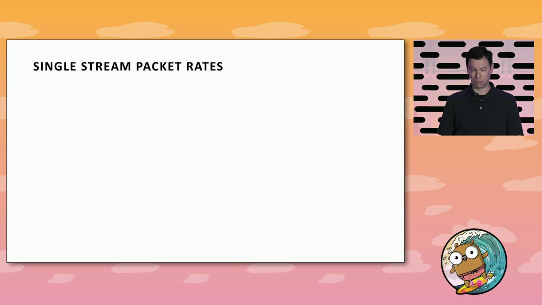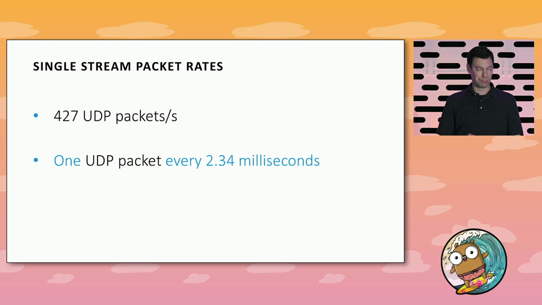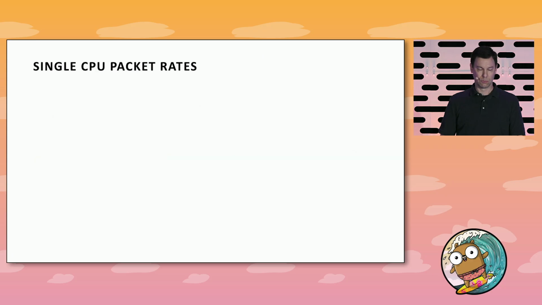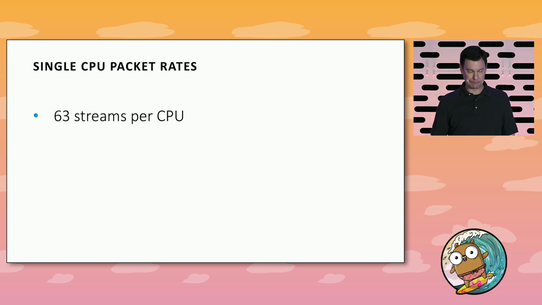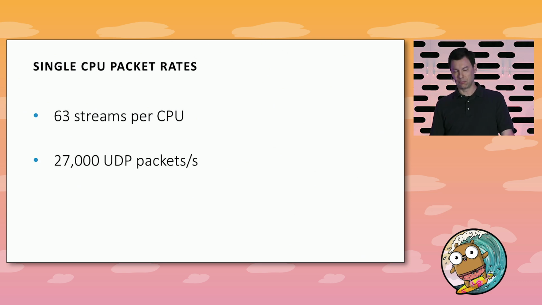So let's look at what our rates would be with that. That means we need to deliver 427 UDP packets per second for each video stream. That's 1 packet every 2.34 milliseconds. So we're on a kind of short timeline here. One CPU on this box will be supporting 63 simultaneous streams if we've balanced the load right, which is 27,000 packets a second, or 1 packet every 37 microseconds. So, we've got to be pretty quick.